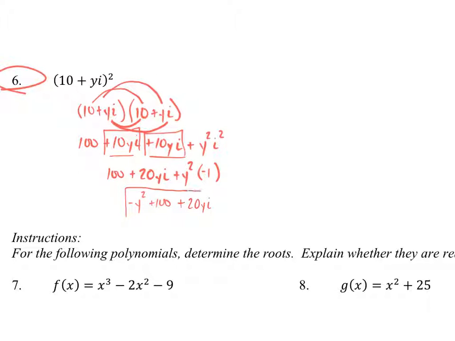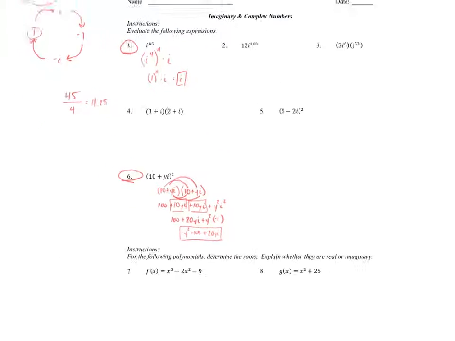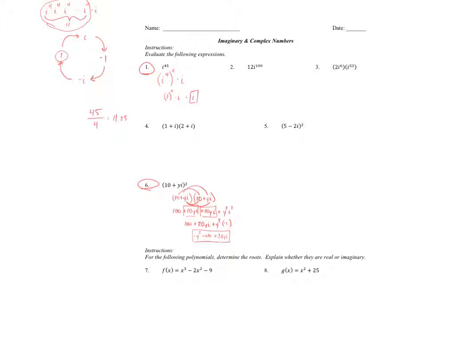So when I simplify this as much as I possibly can, I end up with negative y squared plus 100 plus 20yi. All right, so hopefully you guys are slowly starting to get the hang of dealing with imaginary numbers here.